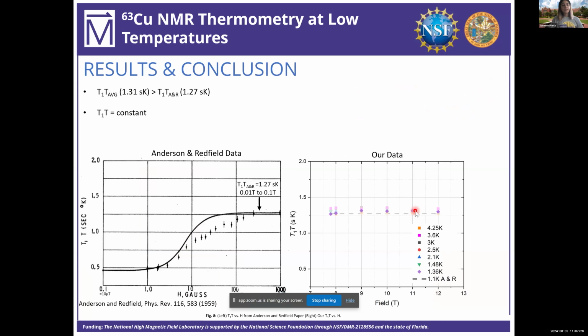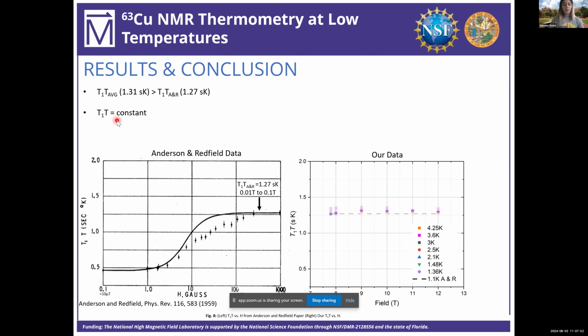And what we found is that the average value that we got for T1T was 1.31 second Kelvin, which is larger than the previously determined 1.27 second Kelvin at lower fields. So we found NMR to be a viable method for measuring temperature because we verified that it was temperature and field independent. So it's constant.